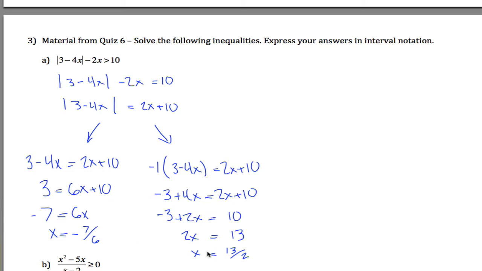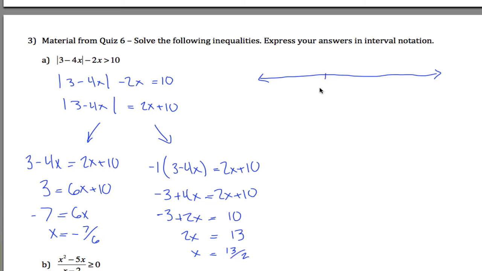Okay, these are not your answers, because these are the answers to when this thing equals 10. We're not interested in when this thing equals 10. We're interested in when it's greater than 10. So what we've got to do is set up a number line. Here's all the possible numbers. I want to know which numbers make this thing true. I don't have to test all of the numbers. I just have to look at a couple of them.